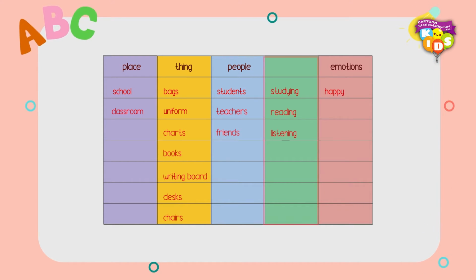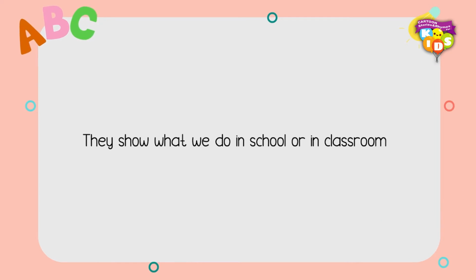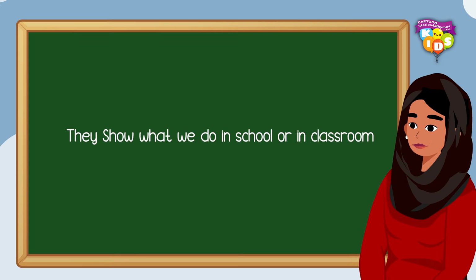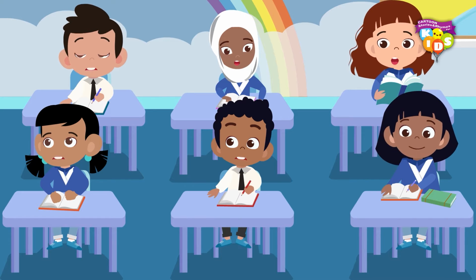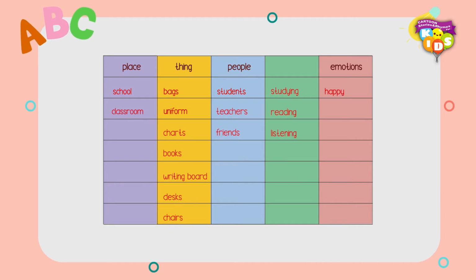Now, what do you think the words in the green colored column show? I think we can say they show what we do in the school or the classroom. Brilliant. If I call those words action words, would that be correct? Yes, teacher. Good. So all green column words are action words.